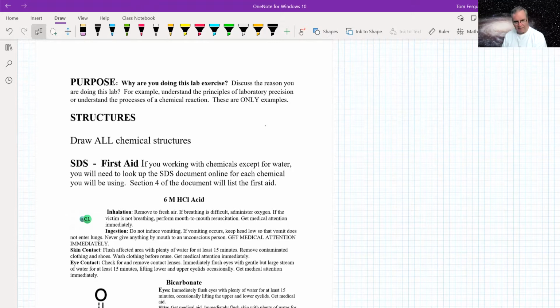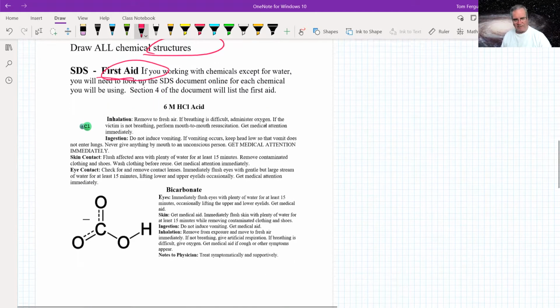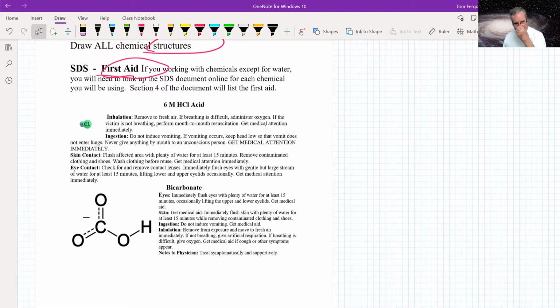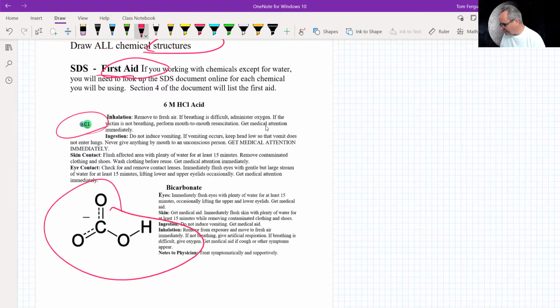Now, all labs that involve chemicals, you're going to have to do two things. You're going to have to do the first aid, and you're going to have to do the structures for those chemicals. Okay, for example, in one lab, you might be using hydrochloric acid. Here's the structure. Or bicarbonate. Here's the structure. And then you're also going to be doing first aid.